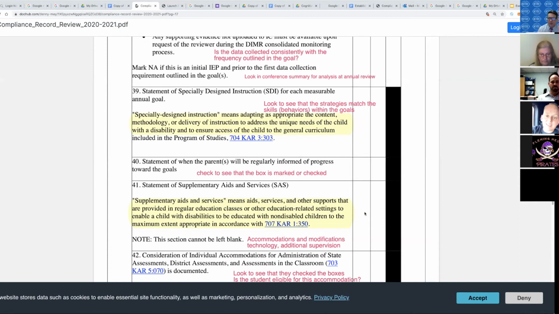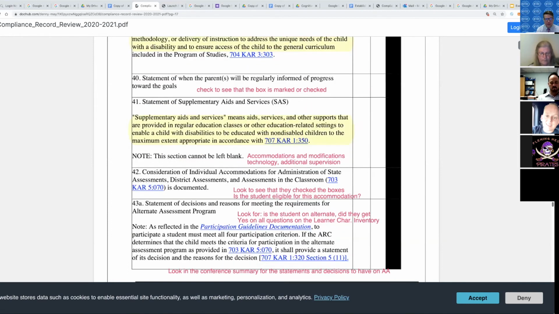I had one the other day where the supplementary aids and services didn't jive with what was selected on the state test. So they'd said something like the student needs digital, but then over here they'd selected human, and that kind of thing. So you can really get yourself into trouble if you just start copying and pasting a bunch of stuff. So we want to make sure that you understand that accommodations, modifications, technology, additional supervision, these things cannot be left blank. They have to need these services. They have to need special design instruction, and they have to have an adverse effect in order to meet that criteria for being eligible.